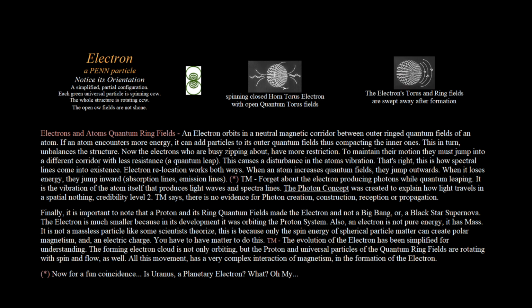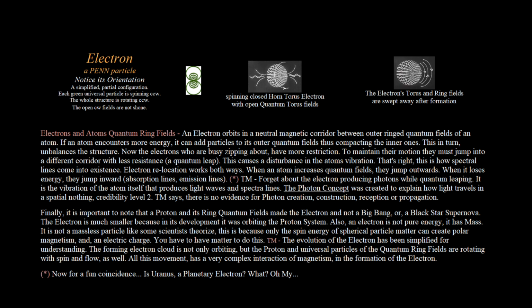Electrons and atoms' quantum ring fields. An electron orbits in a neutral magnetic corridor between outer ringed quantum fields of an atom. If an atom encounters more energy, it can add particles to its outer quantum fields, thus compacting the inner ones. This in turn unbalances the structure. Now the electrons, who are busy zipping about, have more restriction. To maintain their motion they must jump into a different corridor with less resistance, a quantum leap. This causes a disturbance in the atom's vibration. That's right, this is how spectral lines come into existence.